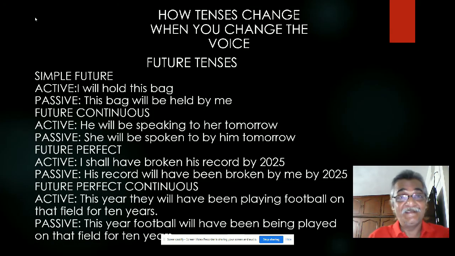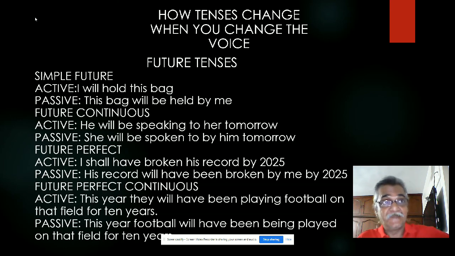Now let's look at the future tenses. The simple future, I will hold this bag. The passive becomes this bag will be held by me. Future continuous, he will be speaking to her tomorrow. The passive, she will be spoken to by him tomorrow. The future perfect, I shall have broken his record by 2025. The passive, his record will have been broken by me by 2025.